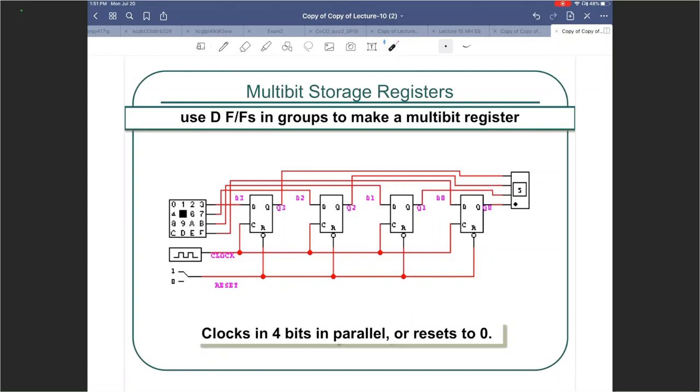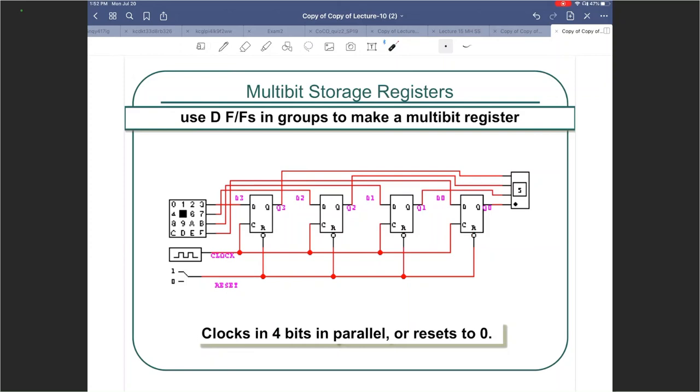So you have D3 Q3, D2 Q2, D1 Q1, D0 Q0, just as we had before. You take the most significant input, go straight into the first D flip-flop. You take the next most significant bit, go into the second D flip-flop. Next input, third D flip-flop. Next input, fourth D flip-flop. So the last one is actually the least significant.